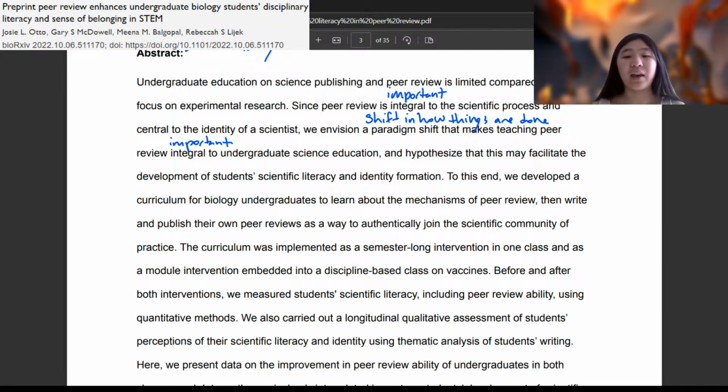So basically, they think that teaching undergraduate students, basically first through fourth year college students, how to review research and give feedback will help them improve their ability to read research articles and their identity as a scientist. So scientific literacy means the ability to read and understand science.